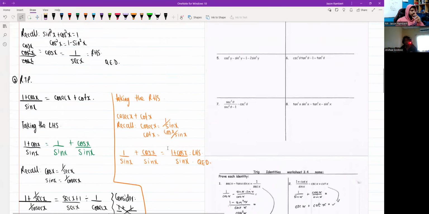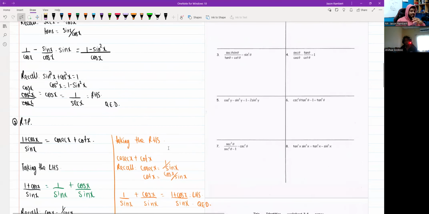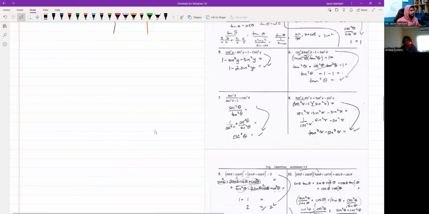So let's do number 3. Sec theta sine theta over, I'll just grab this and bring it down so we don't have to keep going back and forth, right?